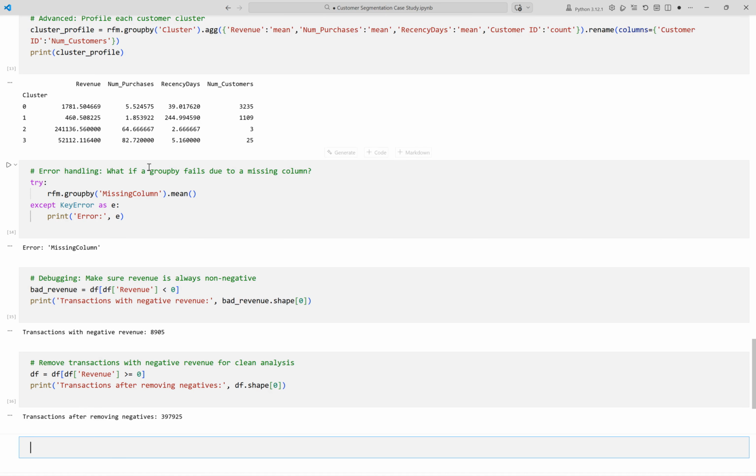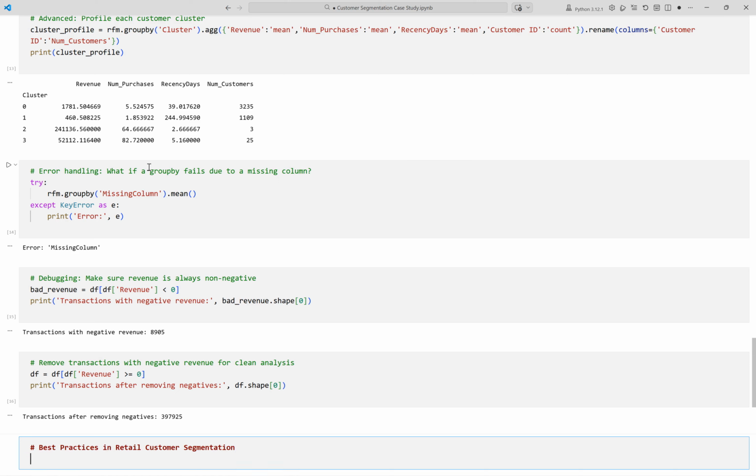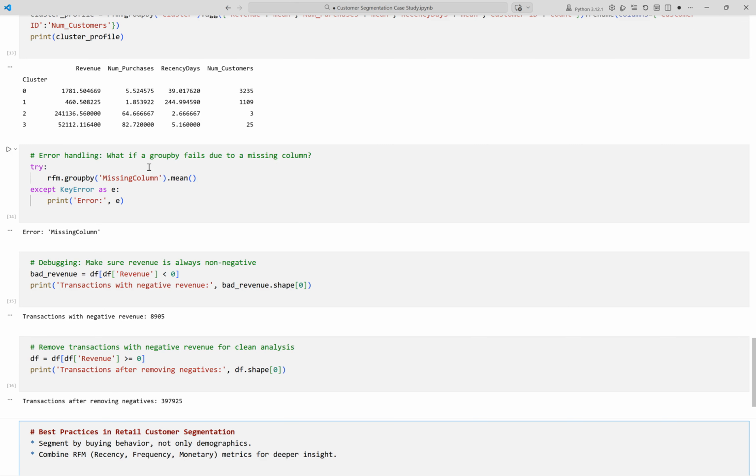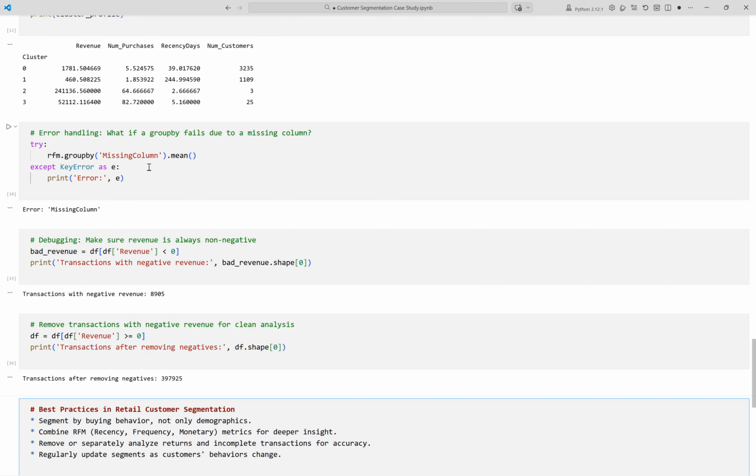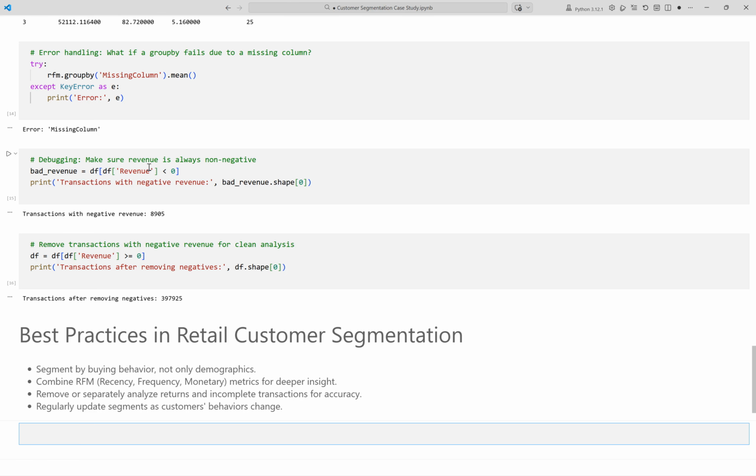Best practices in retail customer segmentation. Segment by buying behavior, not only demographics. Combine RFM, recency, frequency, monetary metrics for deeper insight. Remove or separately analyze returns and incomplete transactions for accuracy. Regularly update segments as customers' behaviors change. Running the cell now. Practice, propose a new business segment using combinations of RFM parameters.